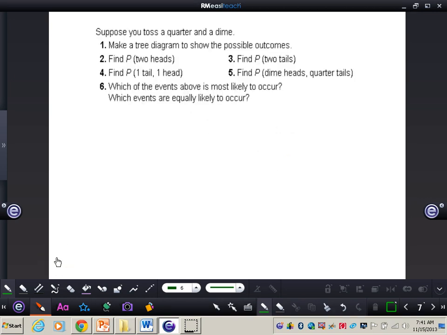Okay, I want you to do this problem with me in your notes. Okay, it's saying that suppose you toss a quarter and a dime. Now we know both a quarter and a dime have a heads and a tails. So it says make a tree diagram to show the possible outcomes.